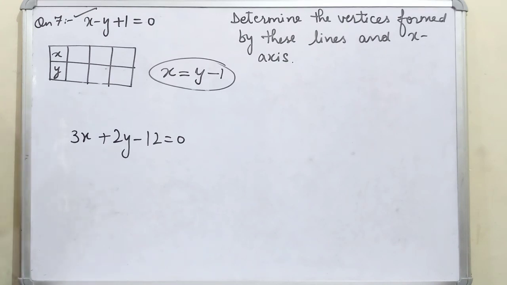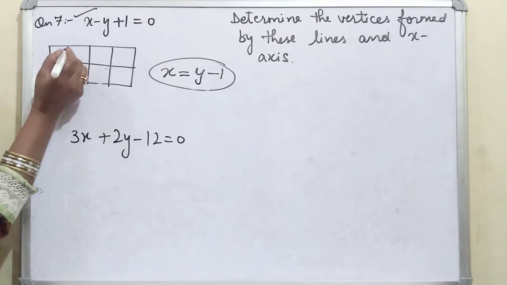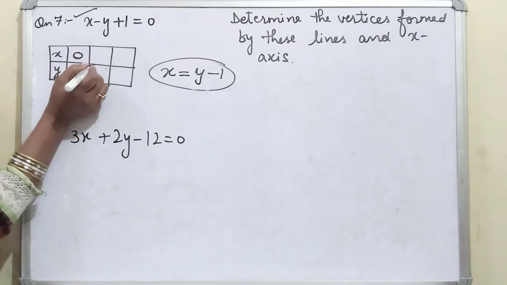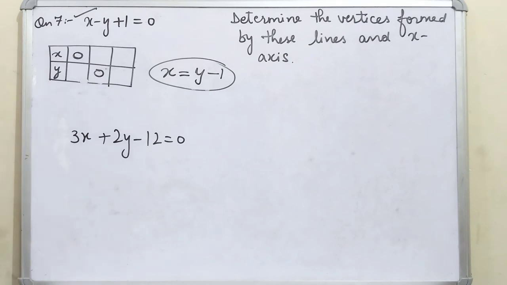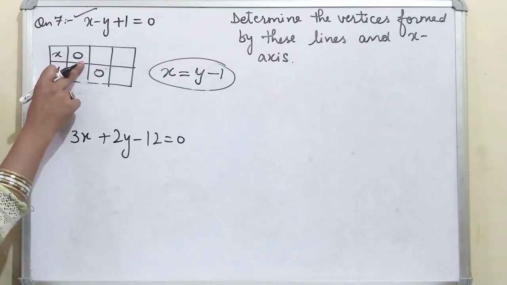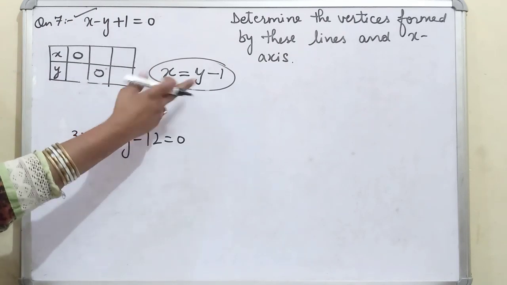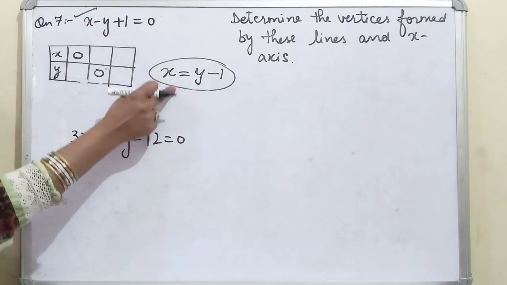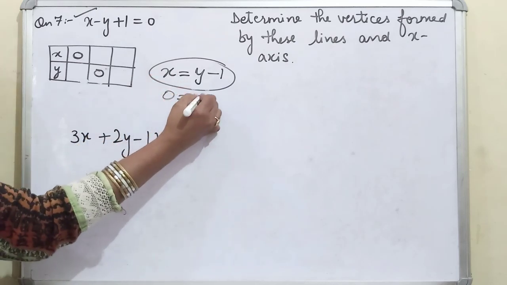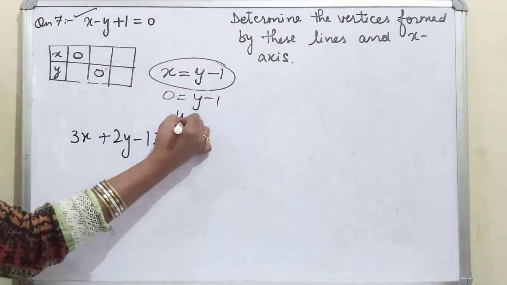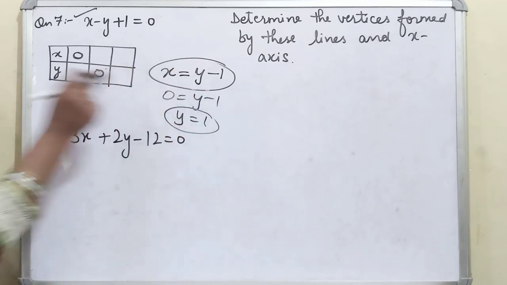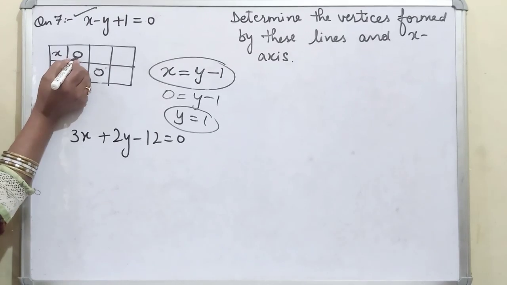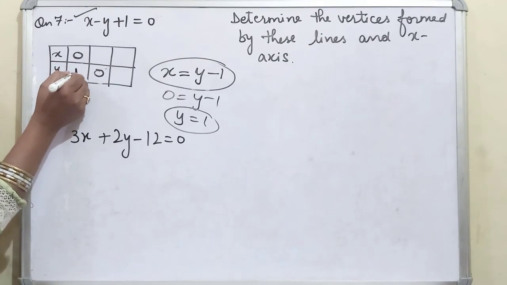So which 2 points are easier for you? First you have to take x equal to 0 and once y equal to 0. If you put x equal to 0, either in this equation or in this equation, it's up to you. If I'm putting x equal to 0 here, what will be the value of y? Y will be 1. This 1 will come on the left hand side and it will be 1. So when the value of x is 0, y is 1.